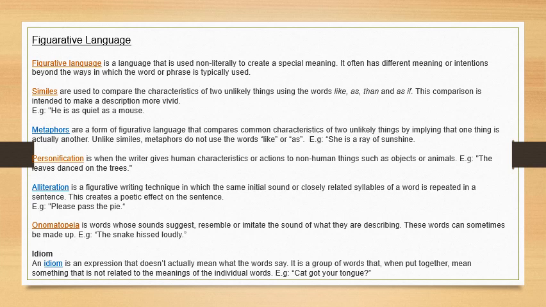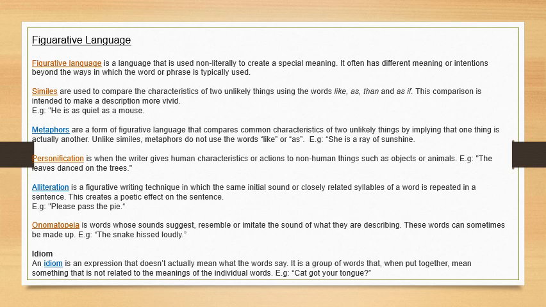Personification is when the writer gives human characteristics or actions to non-human things, such as objects or animals. So, for example, "the leaves danced on the tree." You're making the leaves almost come to life. Alliteration is a technique where you repeat the same consonant sounds in a sentence. So, for example, "please pass the pie." You've got a repetition of the letter P there.